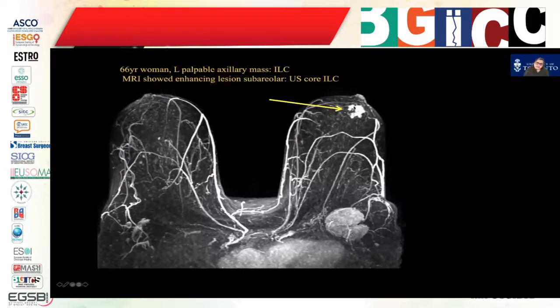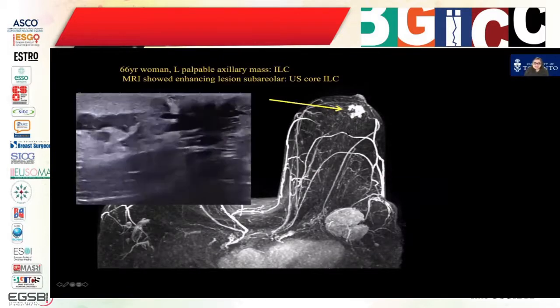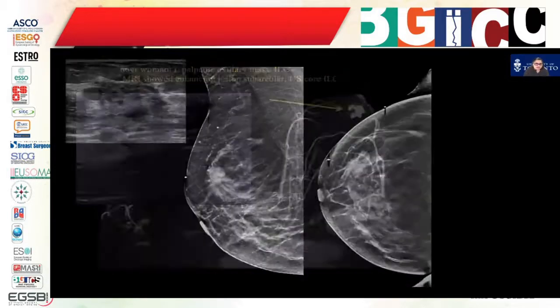This is an invasive lobular carcinoma, which actually presented with a large palpable axillary mass, and that's how this cancer came to light, and this is how it looks on ultrasound.